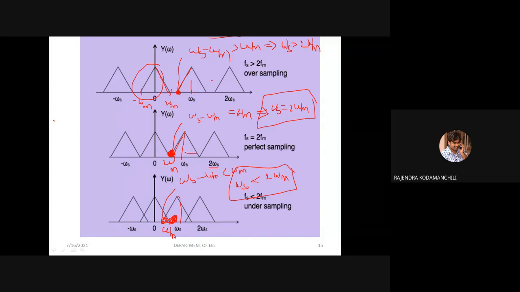Now the second one. Here also the signals are perfectly ended, here it is ended. Here also the signals are perfectly repeated without overlapping.